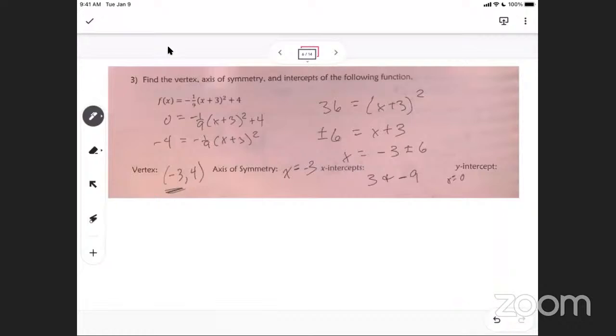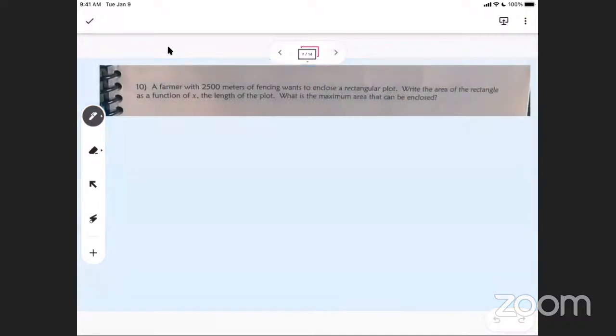When I plug 0 in for x, I get 3 squared, which is 9. 9 and 1/9 cancel, it becomes -1. -1 plus 4 is? Yeah. Sorry, I did it really quick.